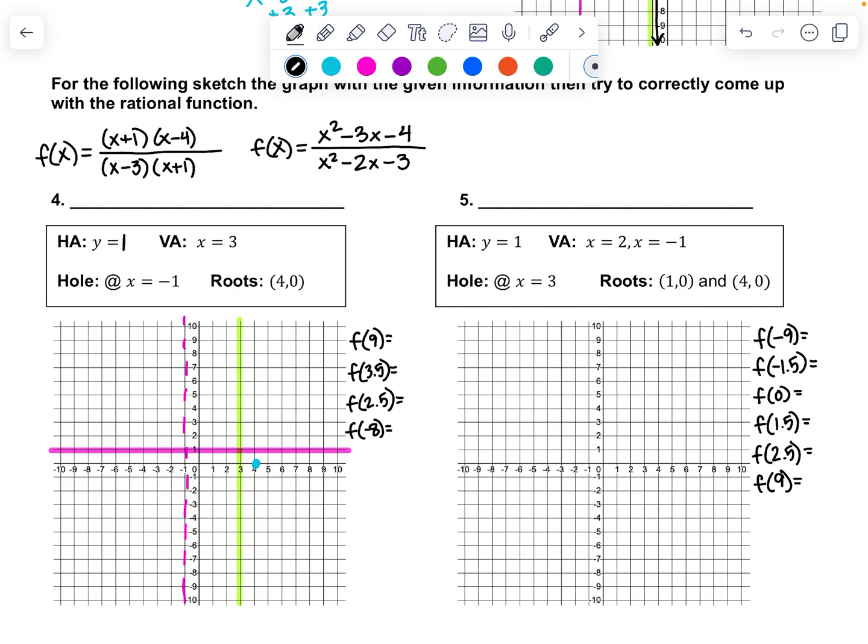Again, I went ahead and typed these in, plugged them into the function to get some other values. I had 0.8 when I plugged in 9. At 3.5, I got -1. At 2.5, I got 3. And at -8, I got 1.1. So I can go ahead and plot my other points.